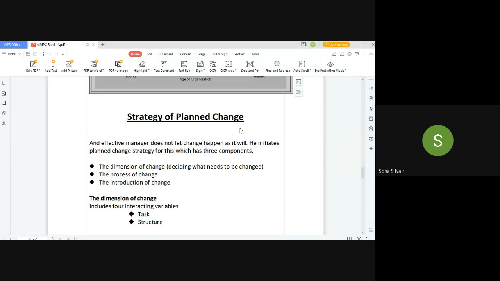Now, an effective manager does not let change happen as it is. He initiates a planned change strategy, which has three components. One, the dimension of change, deciding what needs to be changed. Second, the process of change. And third, the introduction of change. And these three phases have different sub-phases.